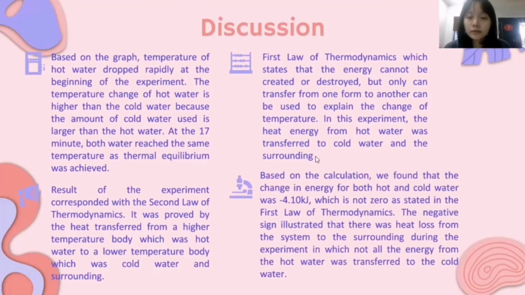Based on the calculation, we found that the change in energy for both hot and cold water was negative 4.1 kilojoules, which is not zero as stated in the first law of thermodynamics. The negative sign illustrated that there was heat loss from the system to the surrounding during the experiment, in which not all the energy from the hot water was transferred to the cold water. It may be due to some errors that occurred in the experiment.